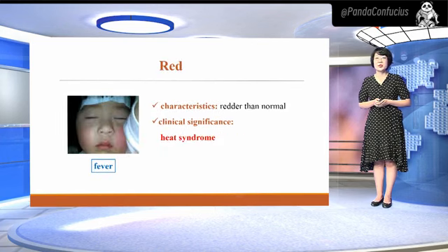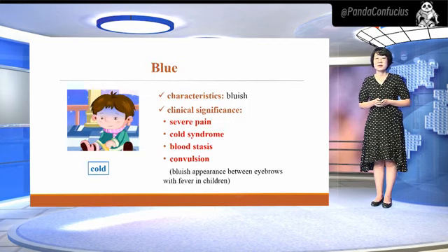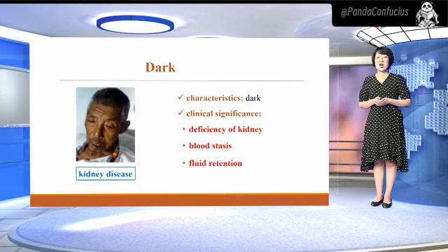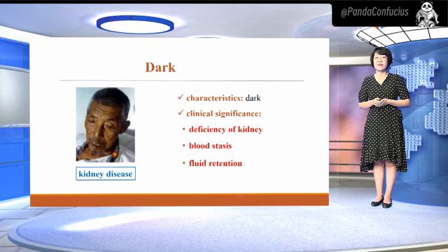Red. The face is redder than normal. It indicates heat syndrome. Blue. Bluish complexion is usually seen in severe pain, cold syndrome, blood stasis, and convulsion. Dark. This color is usually seen in severe and chronic cases of deficiency of kidney, blood stasis, and fluid retention.